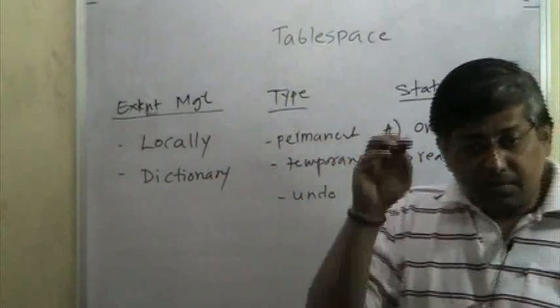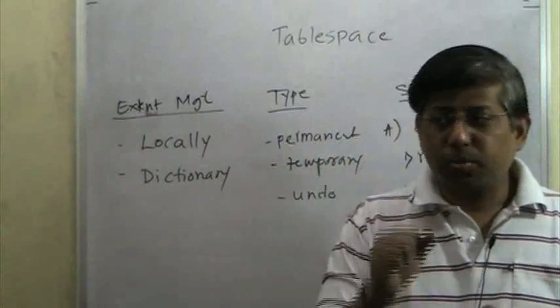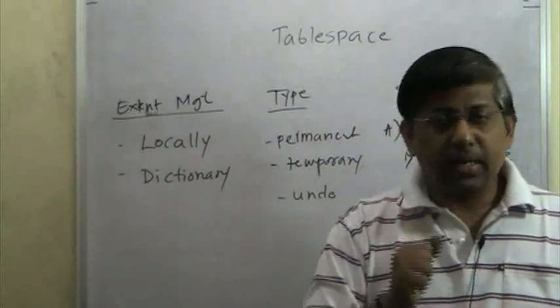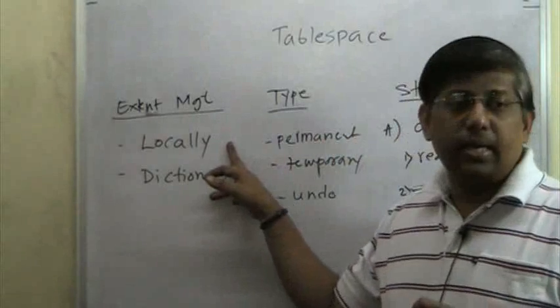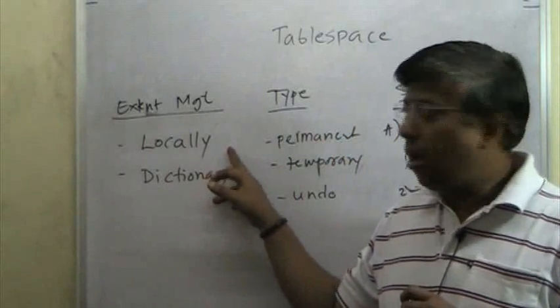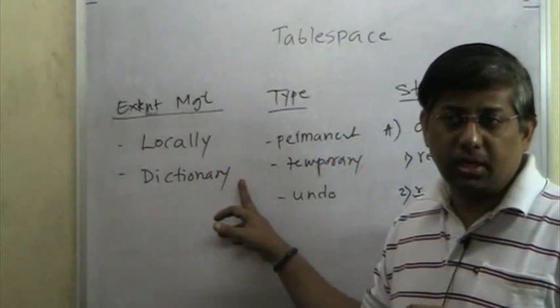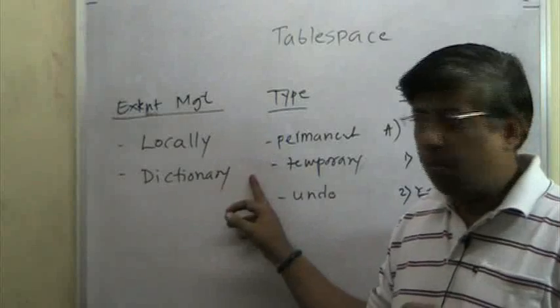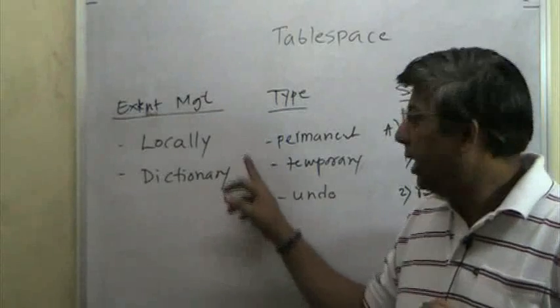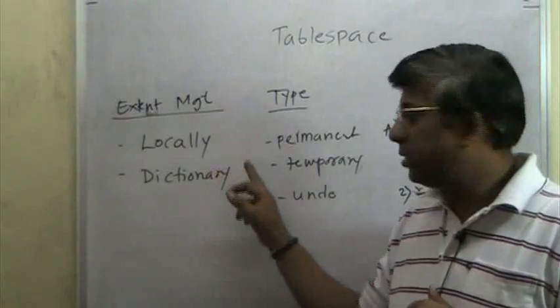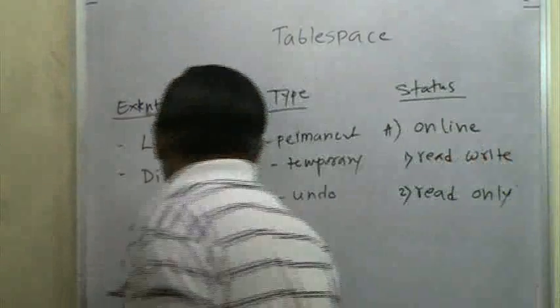But basically, the information about the extent has to be stored somewhere, and that is stored within the data file itself or somewhere else in the data dictionary. Based on those two things, where the information about the extent is stored, they are called locally managed table spaces or dictionary managed table spaces. So let me draw a diagram here.